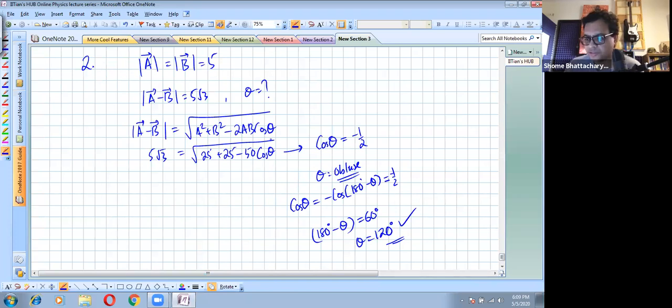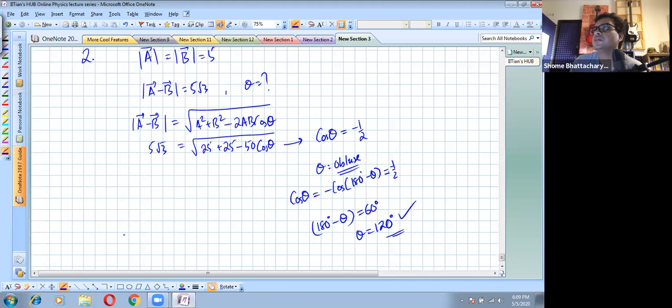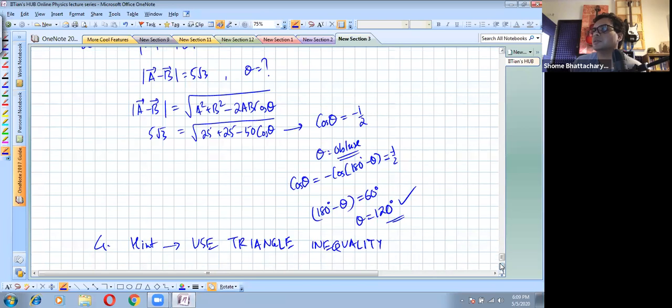Then similarly, the fourth question you will be able to do, because we've just discussed that type of question earlier today, using the triangle inequality. So in the fourth question, the hint is: use triangle inequality, like we did in the early part of the lecture today. So just do a quick recap of that and you will be able to understand this.